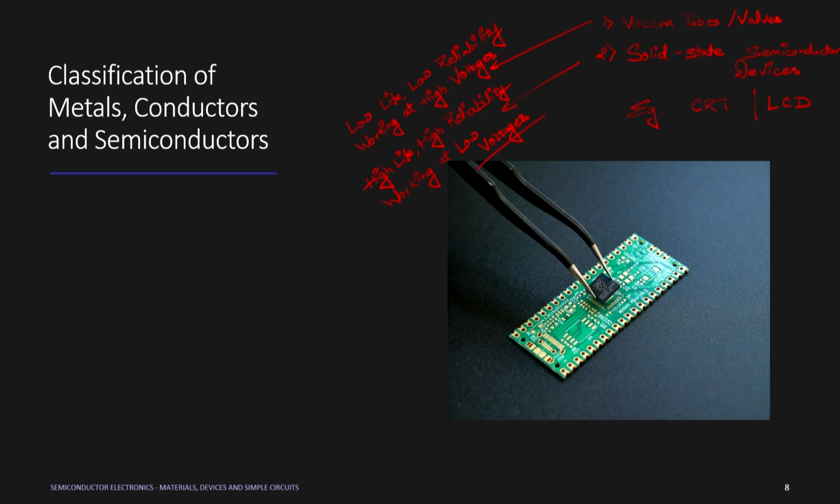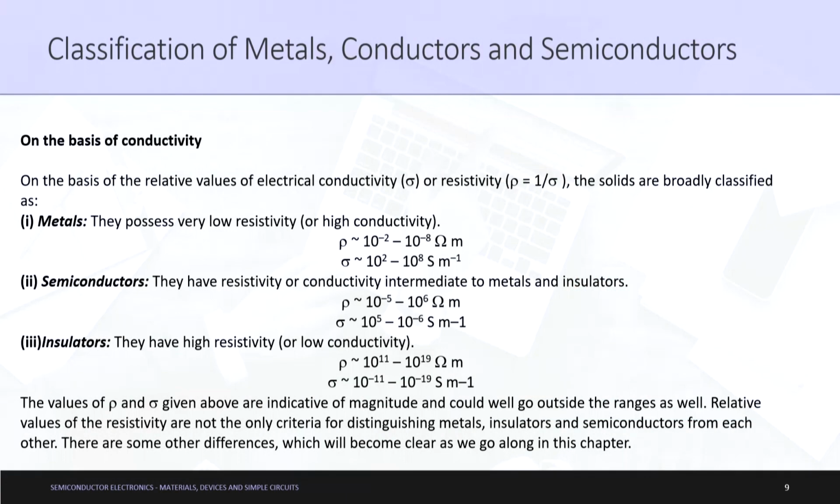Okay, so classification of metals, conductors and semiconductors. Let's start the second concept of this chapter, about how semiconductors can be classified as compared to metals, or let's say conductors, insulators, etc. How are they different? Why is the name called semiconductors? What is the difference between a conductor and a semiconductor, etc. will be dealt with in this concept.